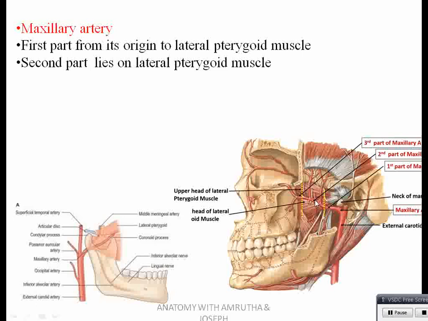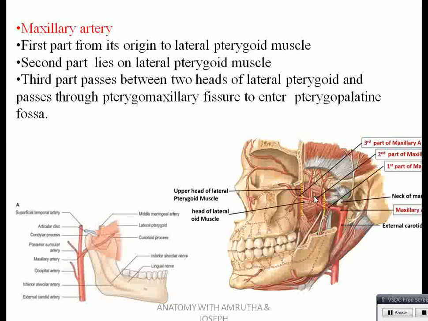It can have different possibilities. One, it can go superficial to it. Another possibility, it can go deep to the lateral pterygoid muscle. One more possibility is that it can go between the heads, because the lateral pterygoid muscle has two heads. So in between that also it can pass.